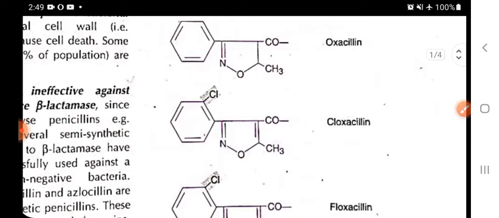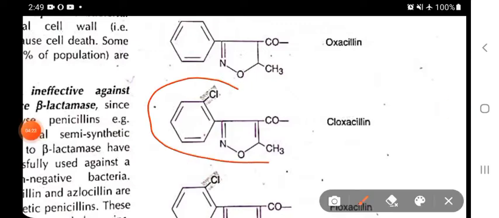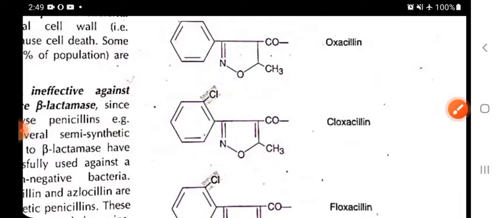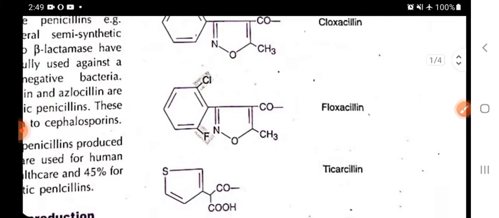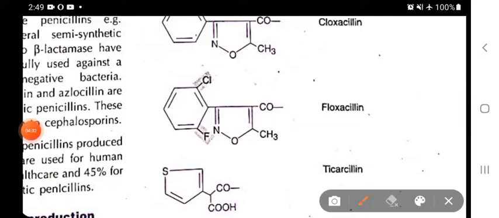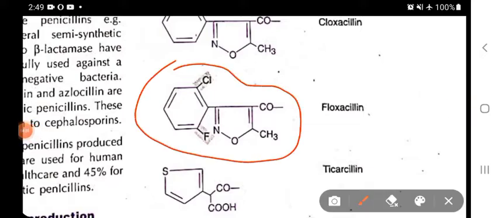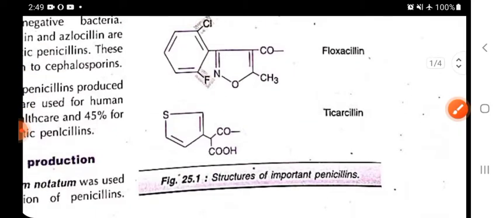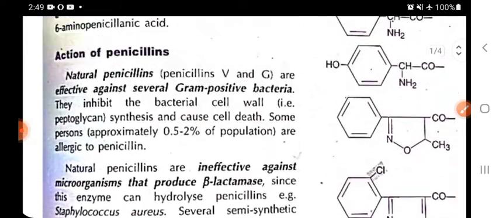Then comes cloxacillin. Look at the structure of the R group that is present in cloxacillin, a different type of semi-synthetic penicillin, which are all produced during the manufacturing process. Flucloxacillin, then ticarcillin. So many, and these are some important semi-synthetic penicillins which have been mentioned. There are more than that also, which are being prepared.